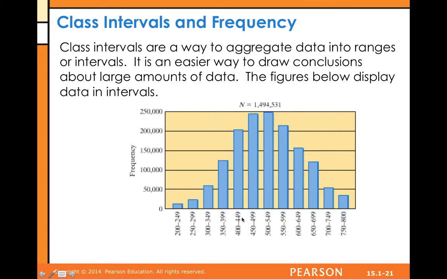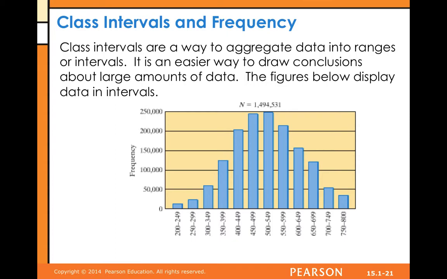And so what this is saying is that slightly more than 200,000 people got between a 400 and a 449, for example. Slightly more than 50,000 people got between a 700 and a 749, and so on. So a histogram like this shows you the data in an aggregate way.